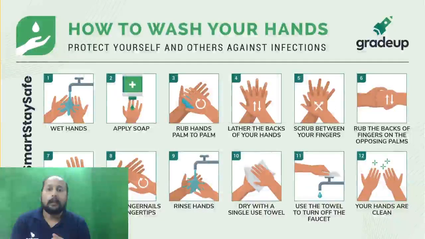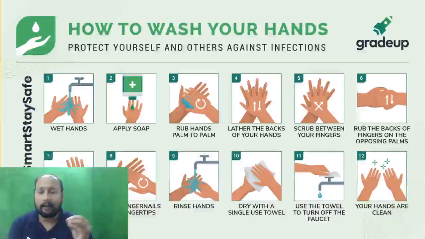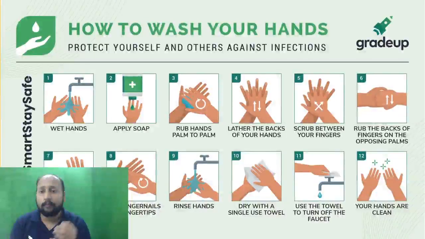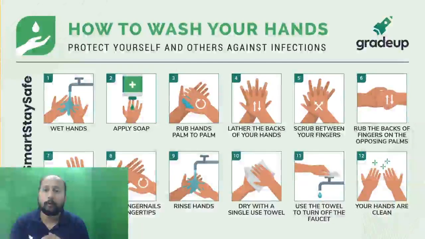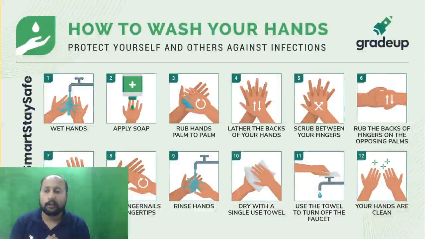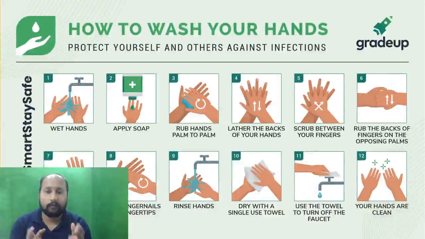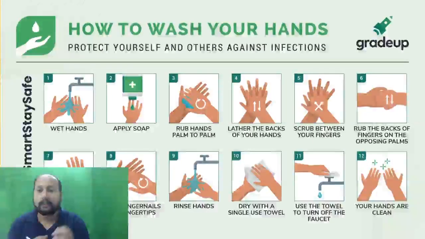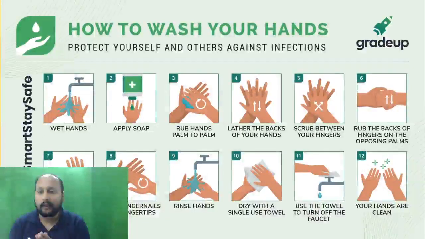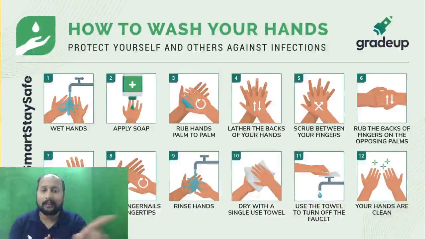I also want to tell you how to wash your hands, because this is mandatory and the Government of India has also mandated that you need to give information about coronavirus. So how will you protect yourself against infections? There are 12 basic steps for washing your hands. You can follow this step-by-step procedure. Step 1, you wet your hands, then you apply the soap, then there are some movements of the hands which are given. You need to follow these steps so that you are safe and healthy.